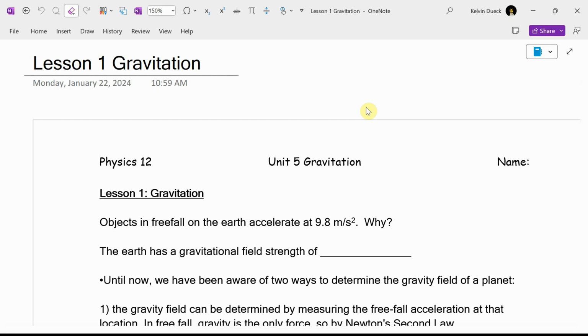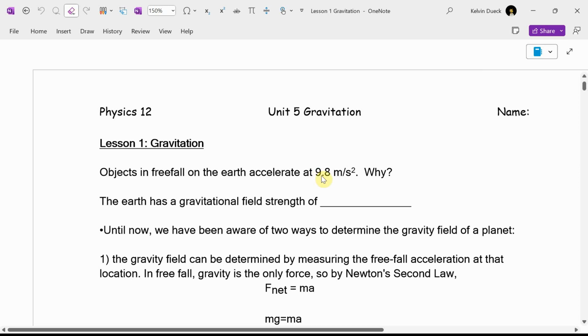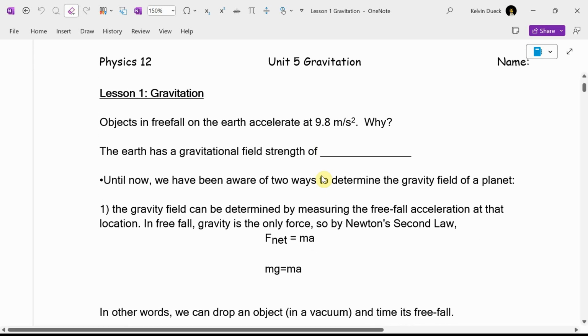Let's talk about gravity. Objects in free fall on Earth accelerate at 9.8 meters per second squared. I've taught you that. We've verified it experimentally. Well, sort of. We dropped some objects from the back stairwell in Physics 11, and we tried to see using stopwatches if we could get the negative 9.8. And we could get close, but if we had a vacuum and good instrumentation, we could measure that 9.8 meters per second squared. Why do objects accelerate in free fall at 9.8 meters per second squared?